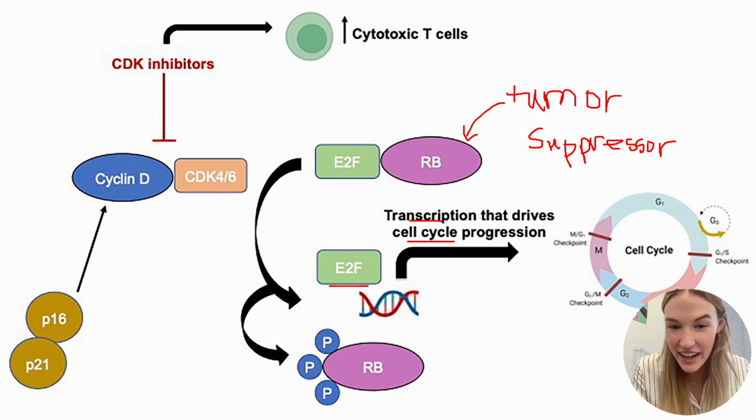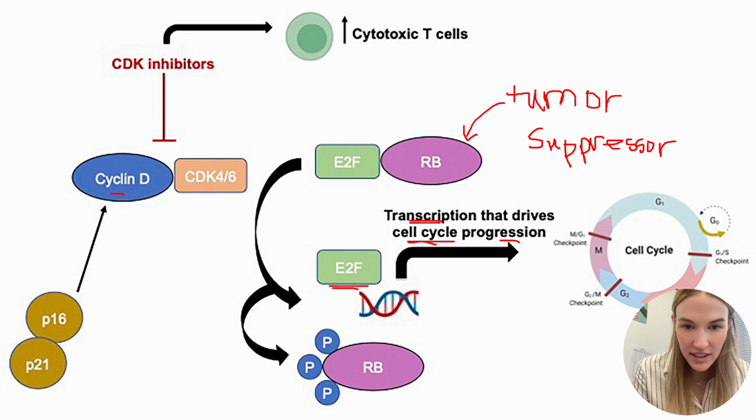But if we start at the end, it looks like if I have free E2F, then it is going to transcribe genes that are important to cell cycle progression. So it is going to basically activate the cell cycle. E2F is going to activate the cell cycle. Well, how did we get there? Now I'm going to go a little bit backwards.